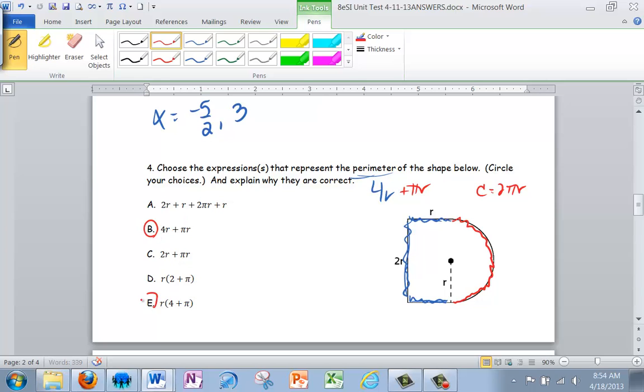If you factor it, you get letter E. So some sort of explanation about that would be appropriate. It was only worth 4 points, not a huge deal.